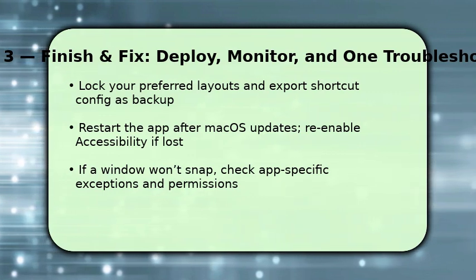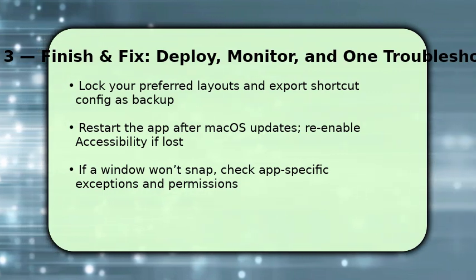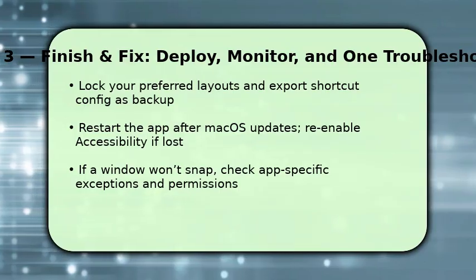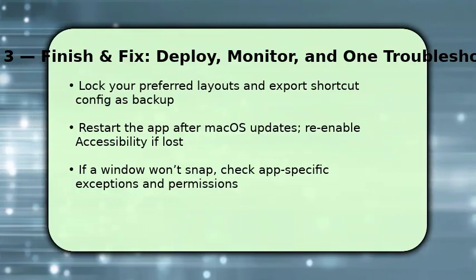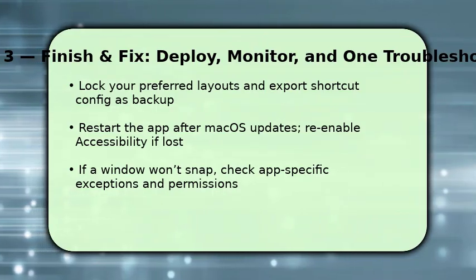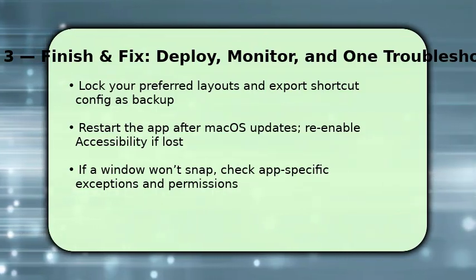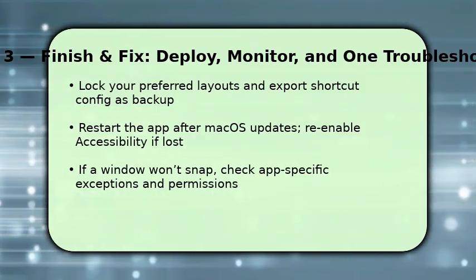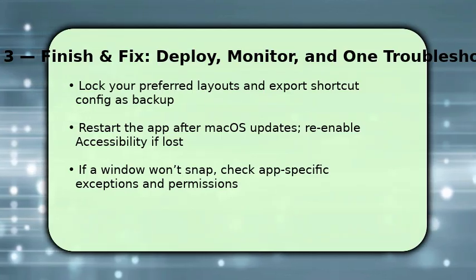Once done, restart Rectangle after major Mac OS updates and re-enable accessibility if permission resets. This restores control quickly. If a window refuses to snap, check for app-specific exceptions or floating windows, adjust accessibility permissions, and relaunch the target app.